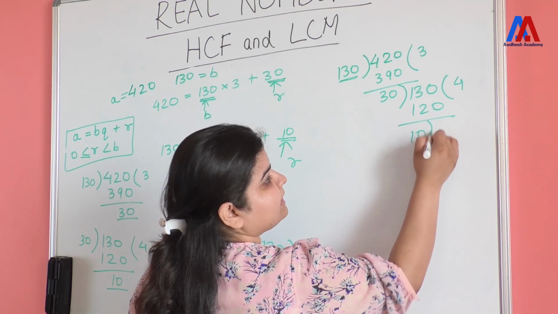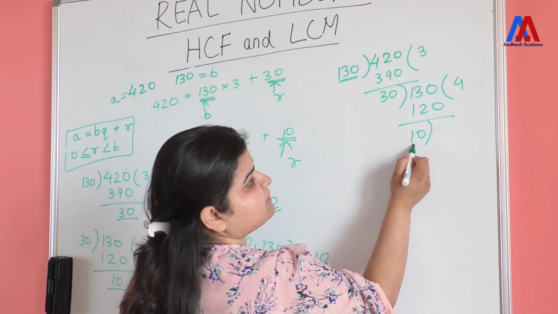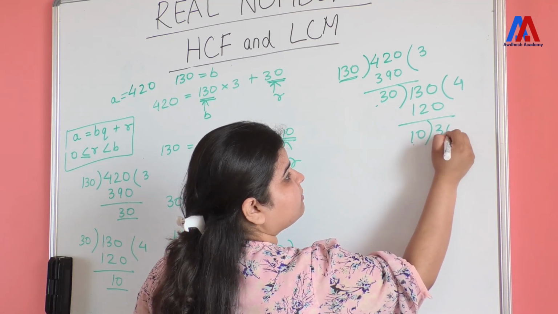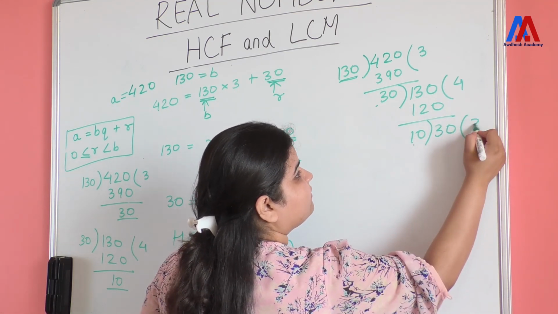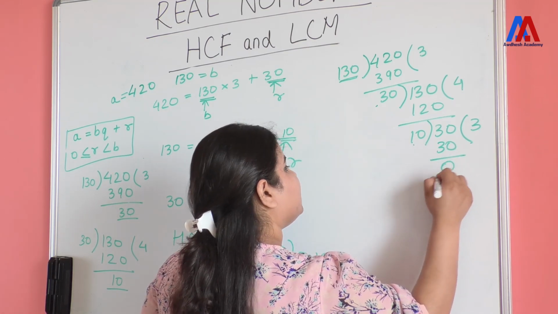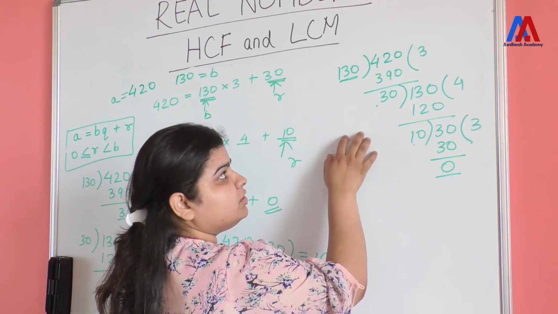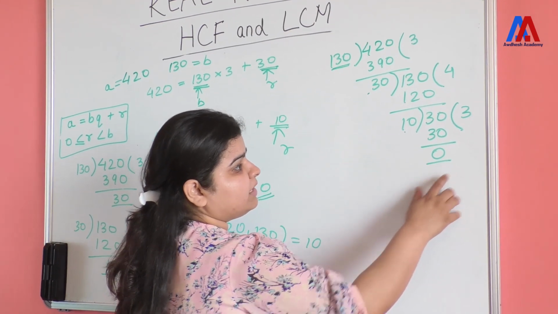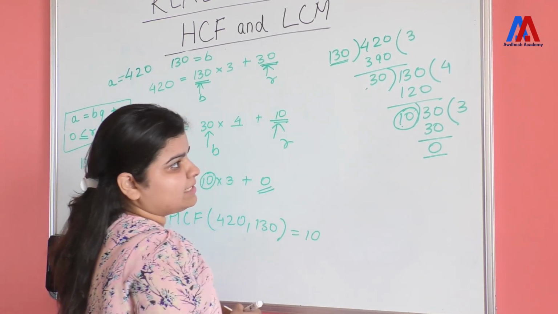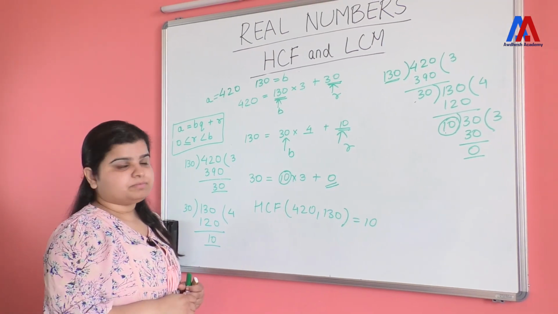Again, we'll apply the same method and the remainder 10 becomes our divisor and the earlier divisor of 30 becomes our dividend, and we'll have 3 times 10 as 30 and we finally have the remainder 0. So, even in this method, we'll continue doing this until we get the remainder as 0 and the last divisor, which is 10, will be our HCF. So follow any method you want, you will get the same answer.